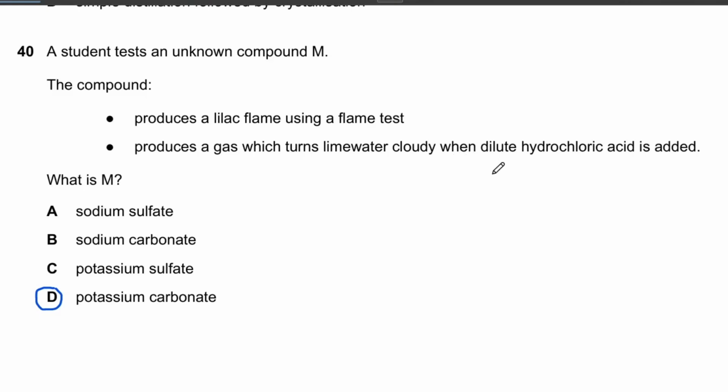That completes IGCSE Chemistry, Paper 2, Variant 2, February-March 2023, fully solved using the official mark scheme.